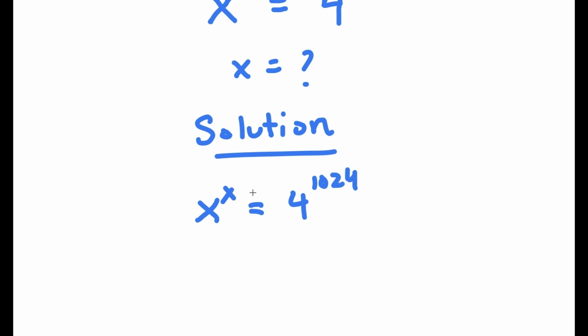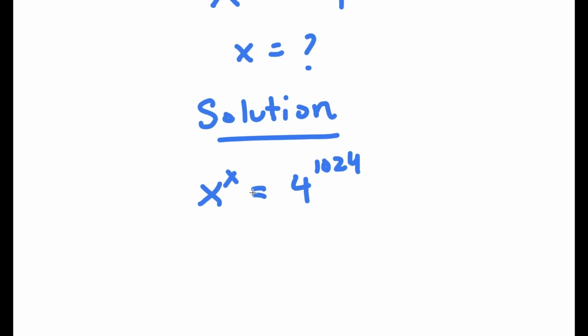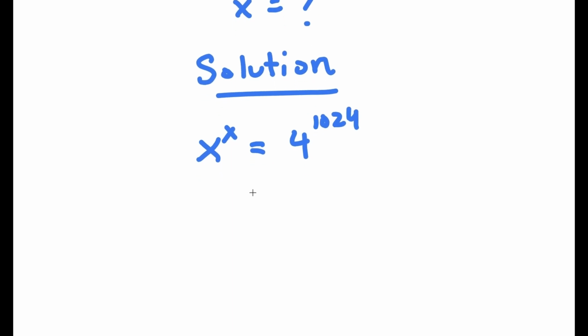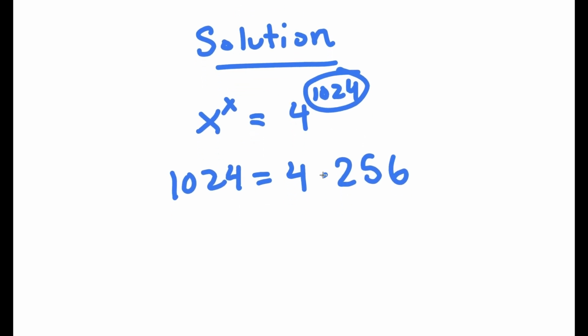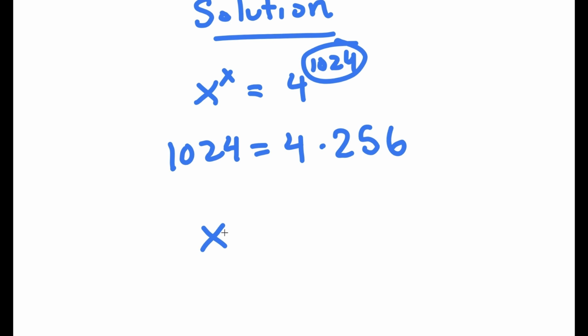And now, I'm going to rewrite 1024 here as 4 times 256, because 1024 is 4 times 256. So now I have x to the power of x is equal to 4 to the power of 4 times 256.